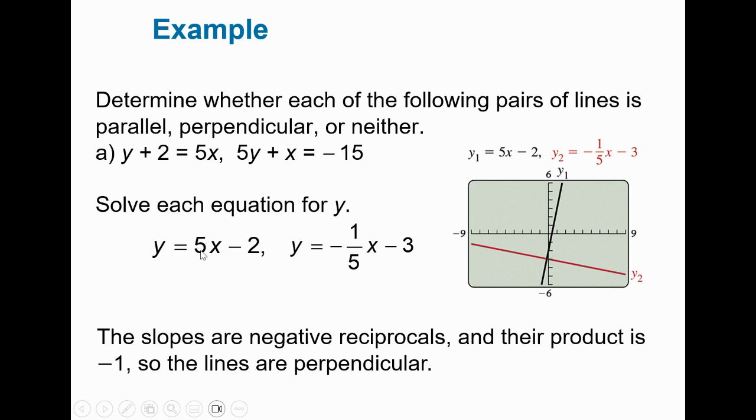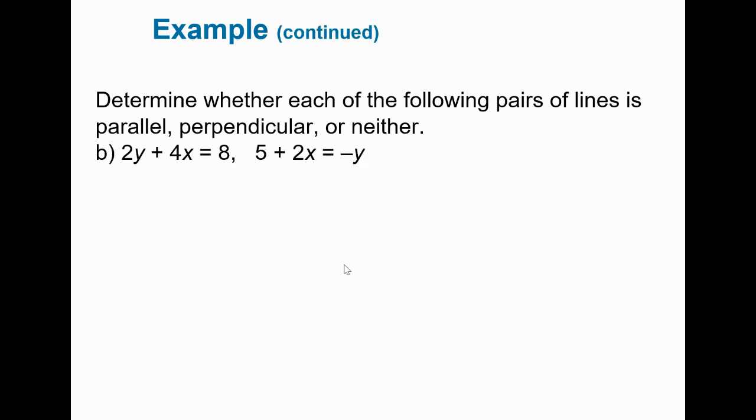Or I could have said the negative reciprocal. The negative of a positive is a negative. The reciprocal of 5 is 1/5. 5 and -1/5 are negative reciprocals. Another way of proving that the lines are perpendicular. Determining whether these two lines are parallel, perpendicular, or neither.